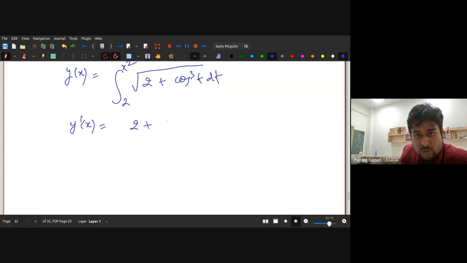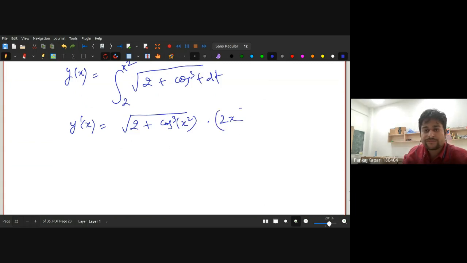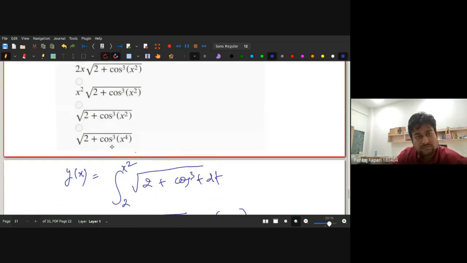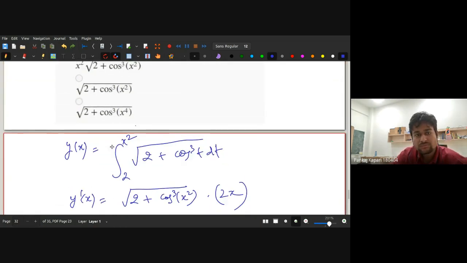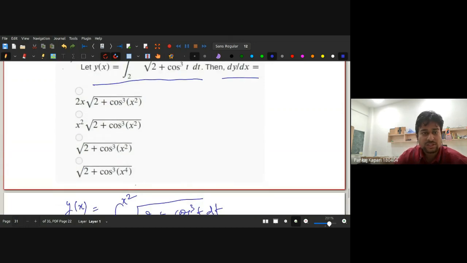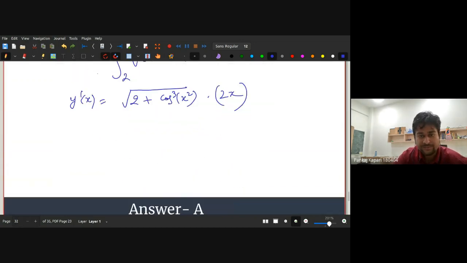You are differentiating the integral, so you get your function back. So it is just 2 plus cos cube of x square, right? Square root, into the derivative of x square, which is 2x. Okay, so I think this is the answer. Yes, so this is the answer. The first option is correct here.